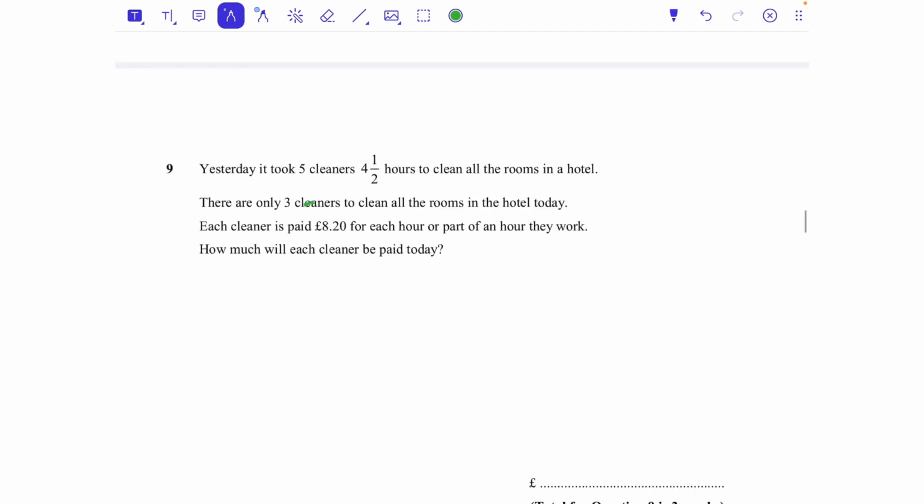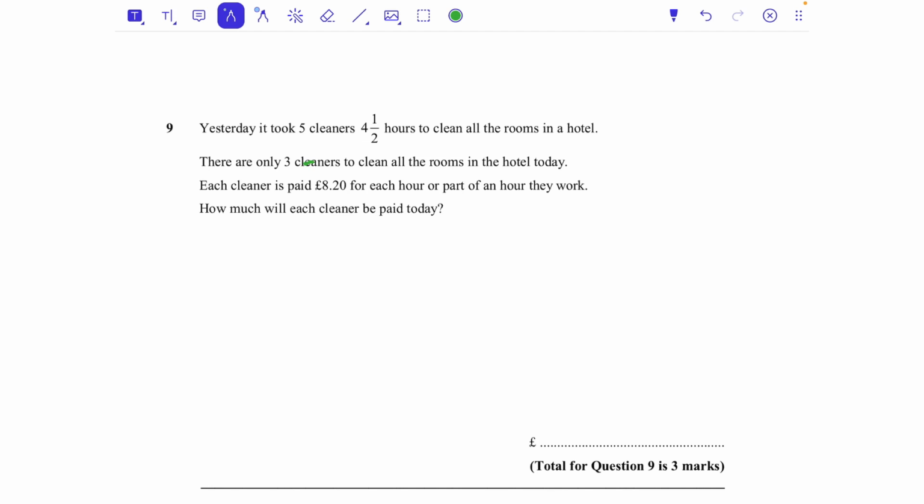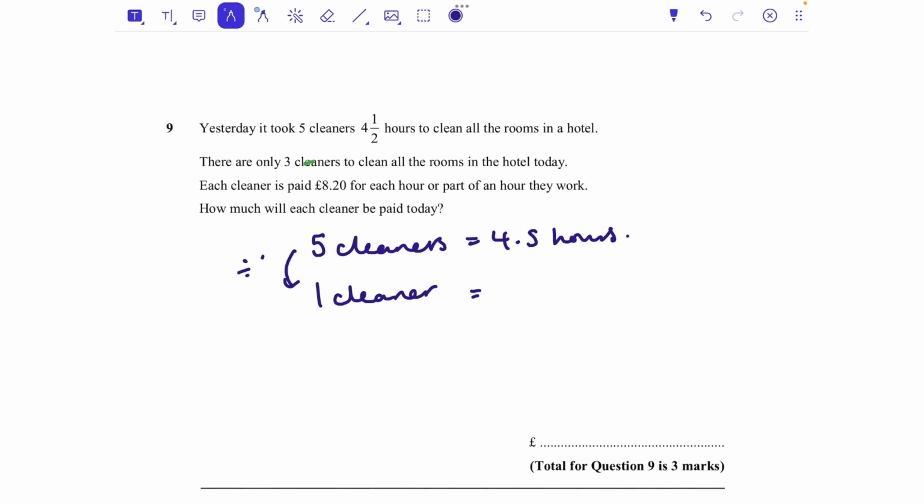Okay, so if it took 5 cleaners, let's change back to blue. 5 cleaners, 4.5 hours. Then 1 cleaner, it's not going to take less time, is it? It's going to take more time. And because we've actually divided the number of cleaners by 5, the amount of time it's going to take is timesing by 5, because it's going to take 5 times longer for that one person. So 4.5 multiplied by 5 gives me an answer of 22.5 hours. So it's going to take 22.5 hours if 1 cleaner was doing it on their own.